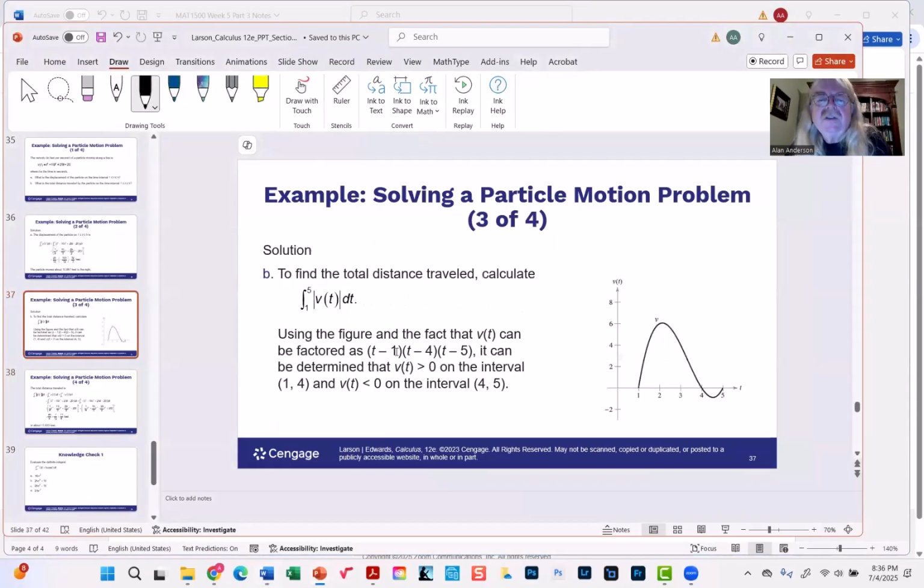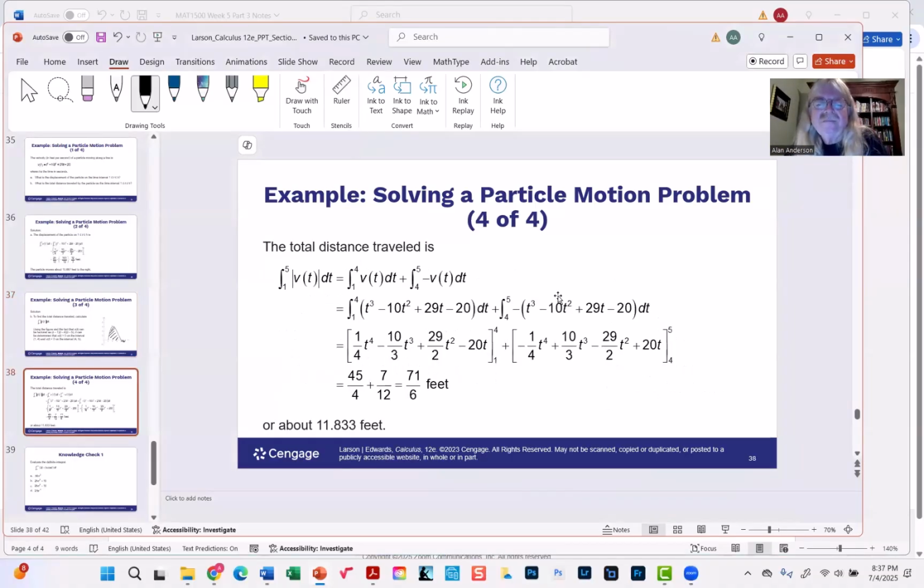So yeah, they took this and factored it out to t-1, t-4, and t-5. But remember, we're only interested in the area between 1 and 5. So the crossover is here at 4. So what they meant for us to do is take this area and then this area and then take the absolute values and add them up. And then if you do that, the result will be 71/6 feet.